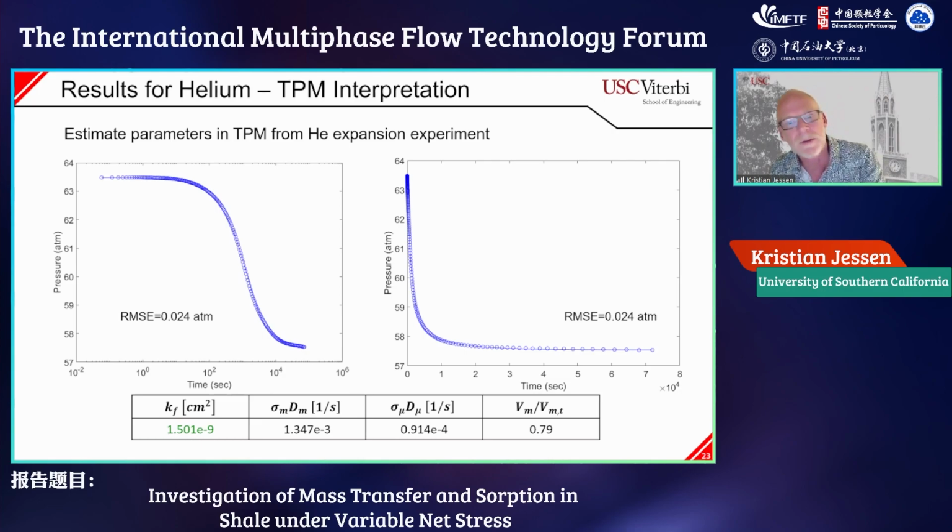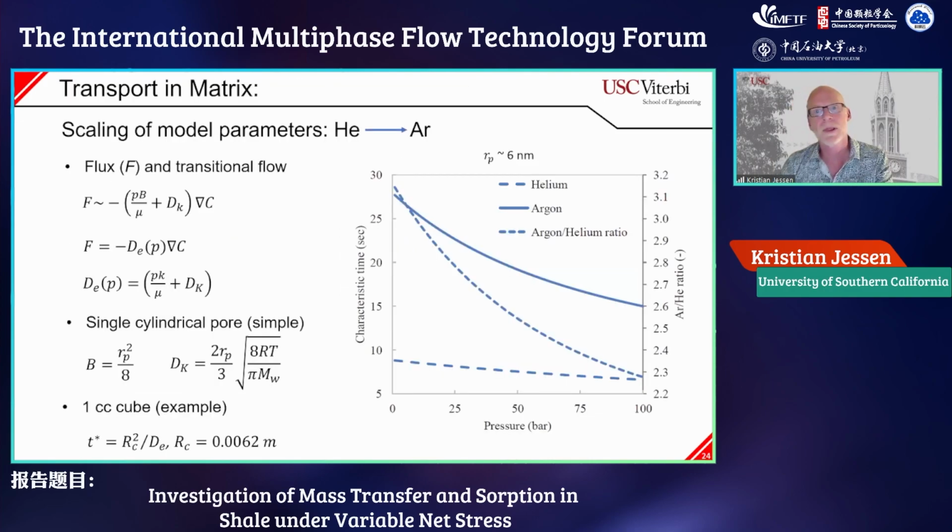So we have some parameters now for the helium expansion experiment. And what we want to do is combine that with some of the sorption observations we had for argon to see if we can predict the behavior of an argon experiment. But to do that, we need to look at the transport in the matrix, because as we switch from helium to argon, we need to rescale the model parameters.